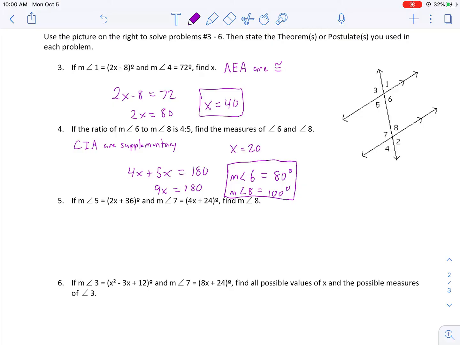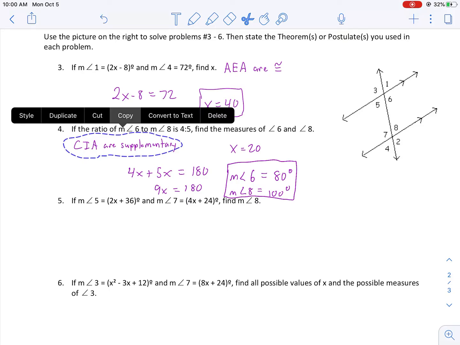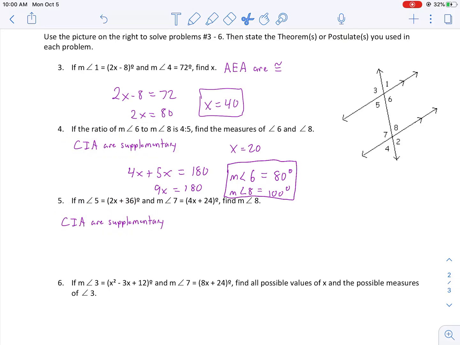Okay. And then number 5, we have angles 5 and 7. We have to find the measure of angle 8. So what do we know about 5 and 7? We know the same thing from above. Consecutive interior angles are supplementary. Okay, so we can use this again. Copy and paste. And so we know that those two are going to add to 180.